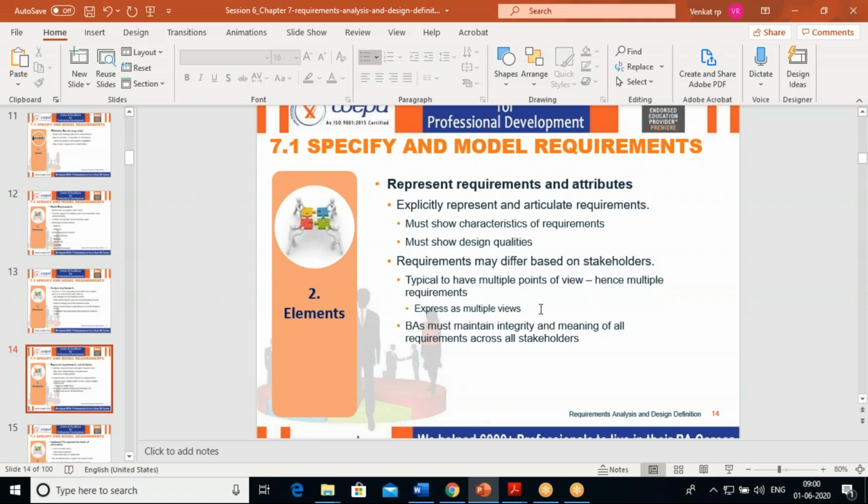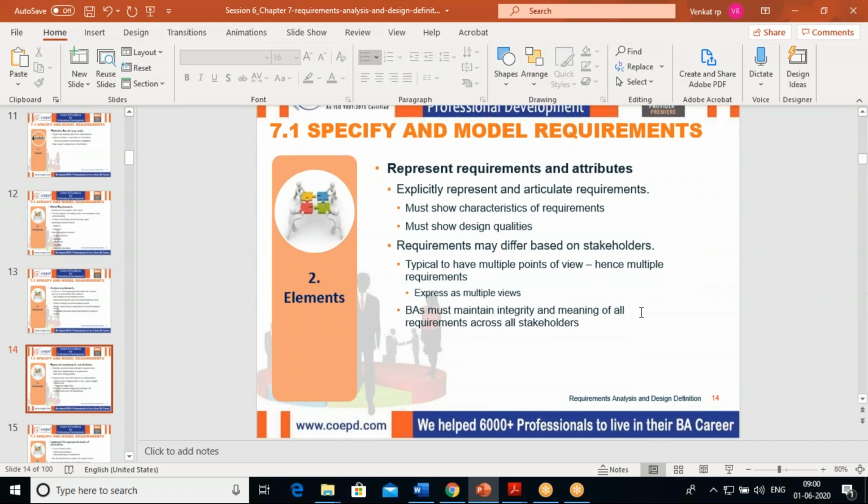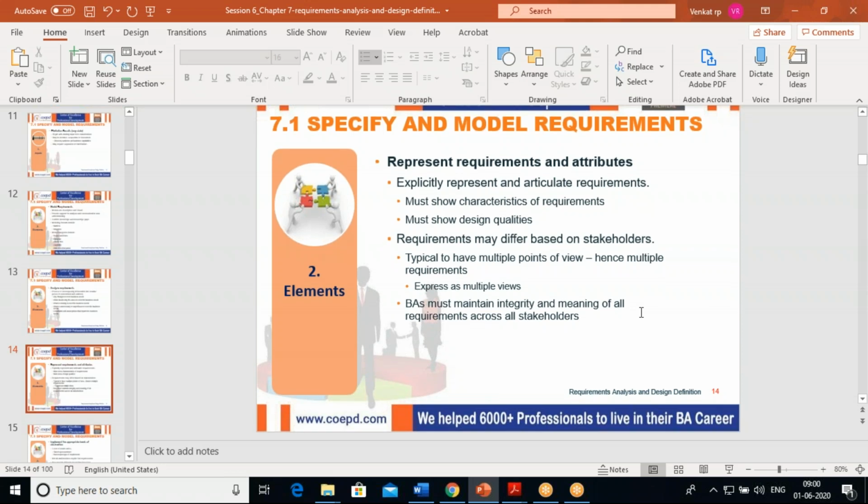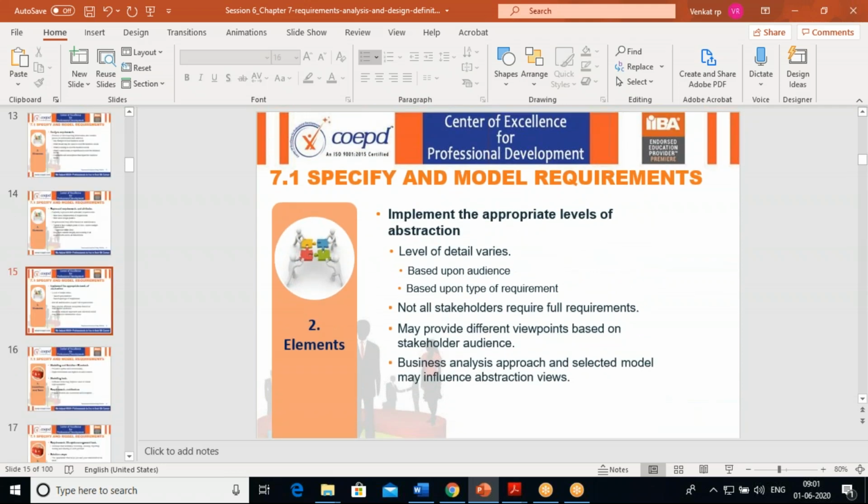And then, we have four elements in specify and model requirements. What are these four elements? Number one, you model the requirements. Number two, you analyze the requirements. Number three, we represent the requirements and their attributes. And the fourth one we have to understand is implementing the appropriate levels of abstraction.